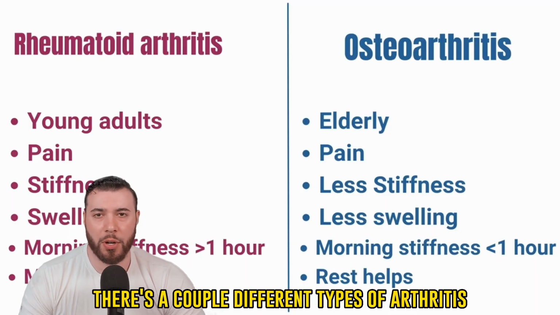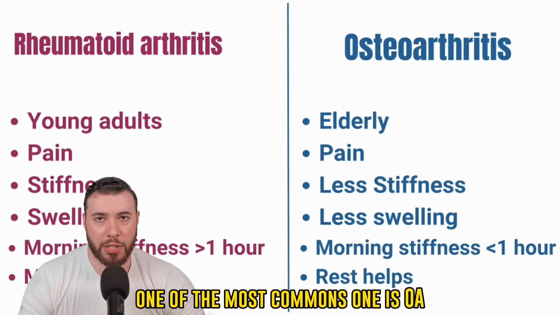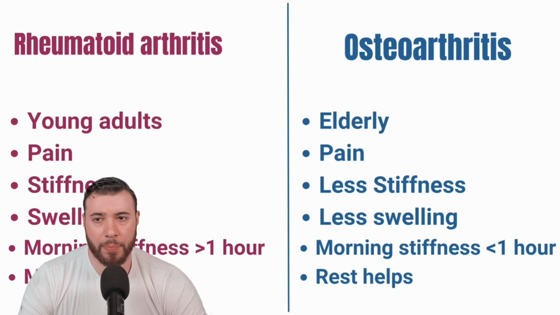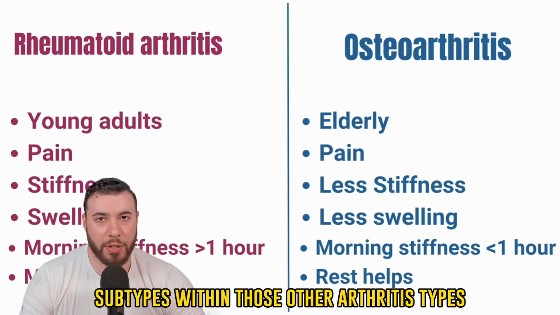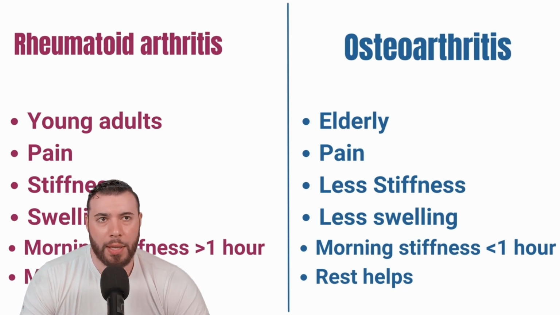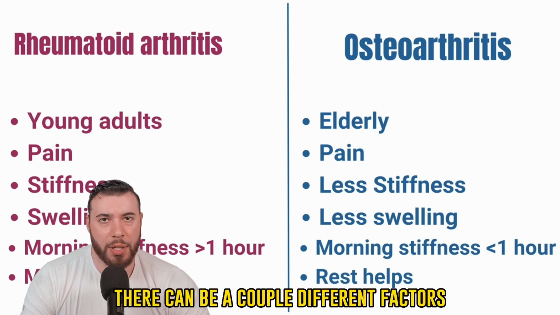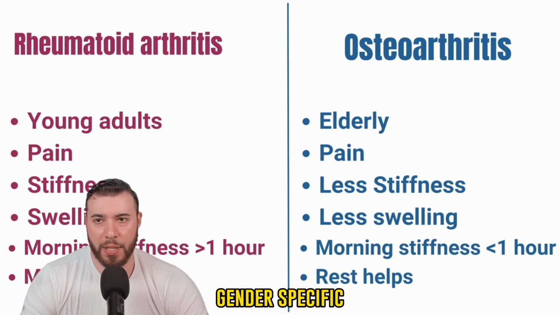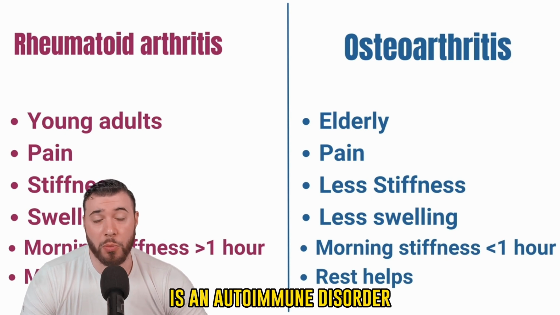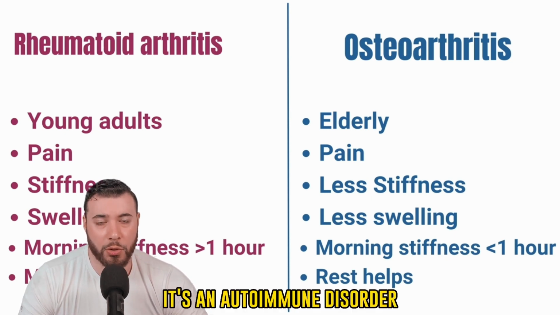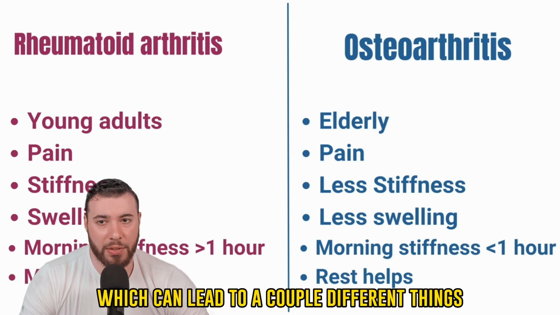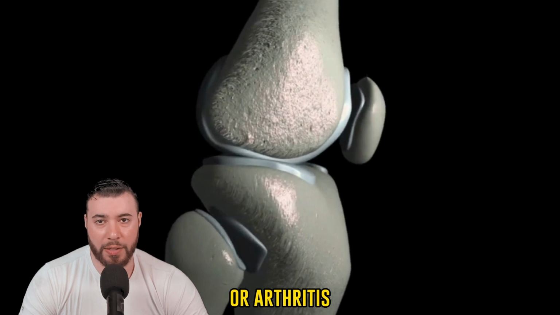There's a couple different types of arthritis. One of the most common is OA, or osteoarthritis. The second is RA, or rheumatoid arthritis, and there are a couple other subtypes within those arthritis types. In osteoarthritis, there can be a couple different factors which can lead to it. These can be age-related, gender-specific, joint trauma, and even obesity. RA, on the other hand, is an autoimmune disorder which tends to cause systemic inflammation, which can lead to a couple different things, and over time it can cause arthritis.